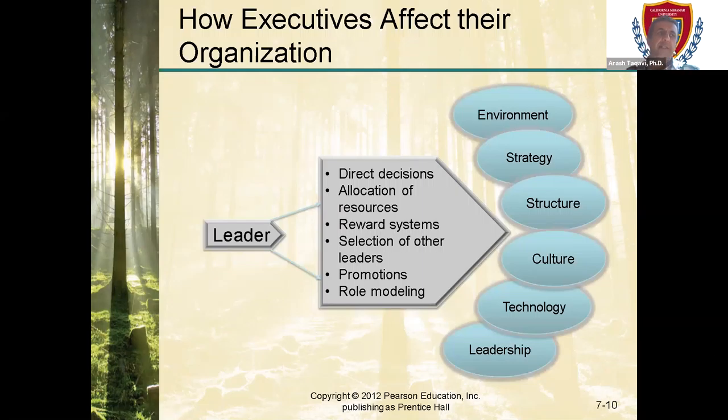We talked about the six areas of leadership, and now we are talking about their influence on the organization. The leader's influence is through direct decisions, allocation of resources, reward system, selection of other leaders, promotions and role modeling. In six parts: environment, strategy, six forces, structure, culture, technology, and leadership. They should play these roles.